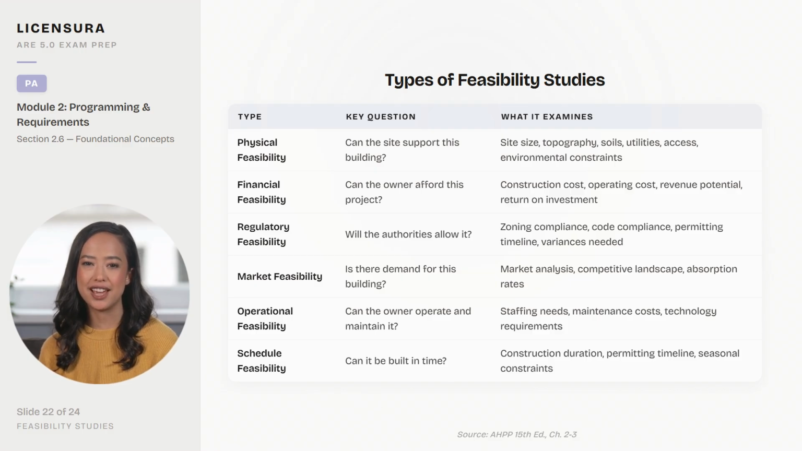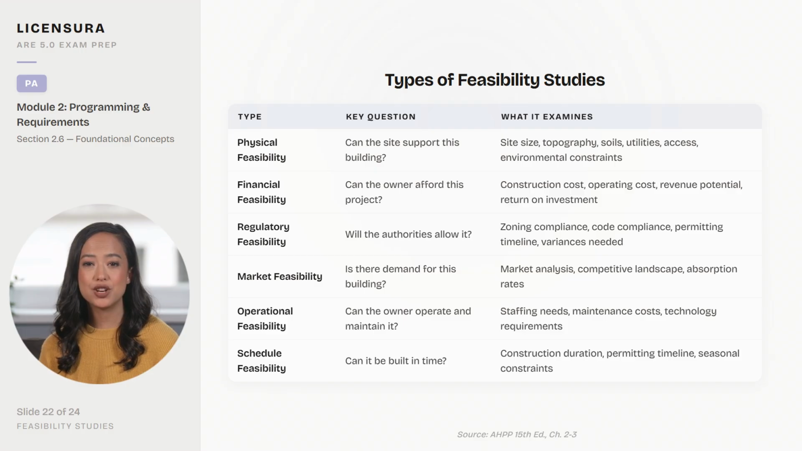Physical feasibility asks whether the site can support the building. Financial feasibility asks whether the owner can afford it. Regulatory feasibility asks whether authorities will allow it. Market feasibility asks whether there's demand. Operational feasibility asks whether the owner can maintain it. And schedule feasibility asks whether it can be built in time.